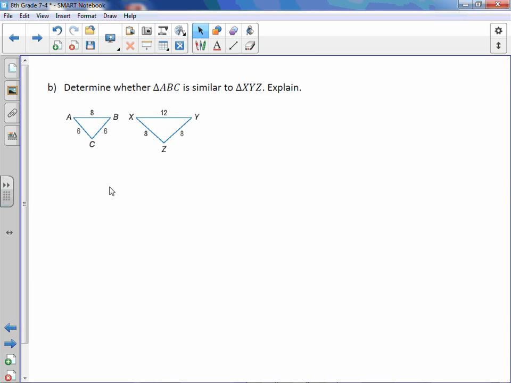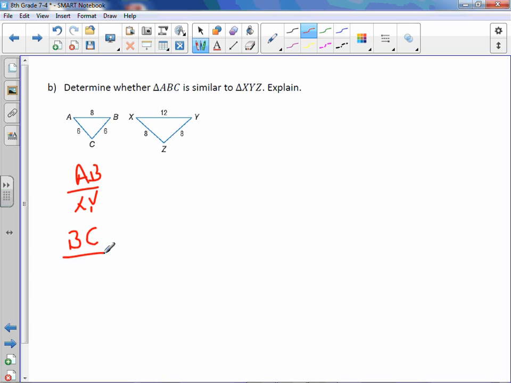Determine whether triangle ABC is similar to triangle XYZ. Explain. Well, I'm not sure about the angles yet, so let's take a look at our sides. We will compare AB to XY, BC to YZ, and CA to ZX.